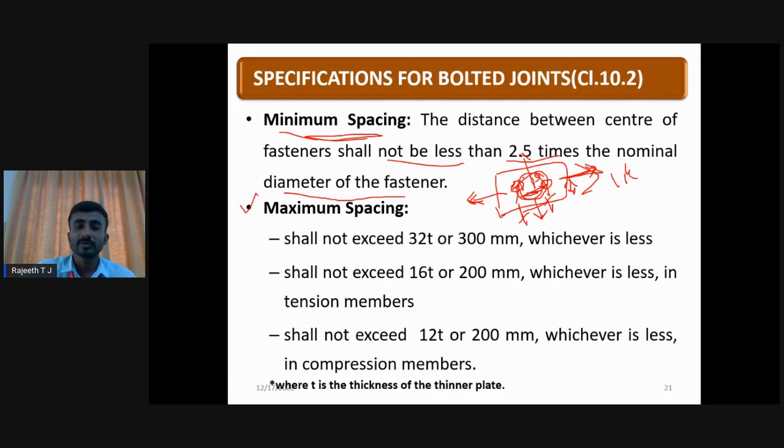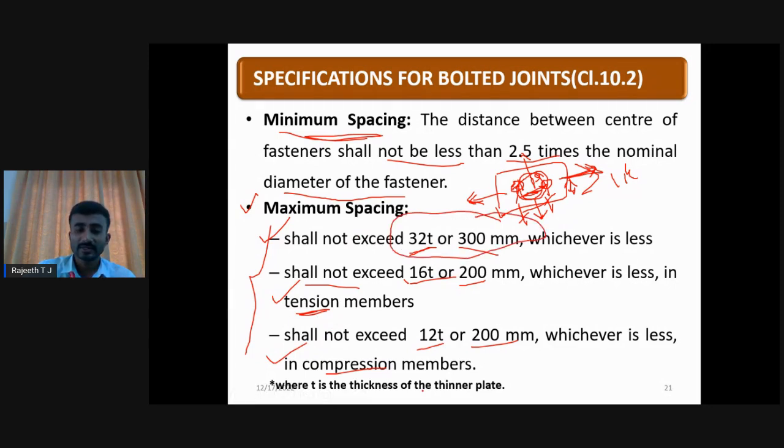Then what will be the maximum spacing, how much can we give here? This maximum spacing depends on different criteria. The value should not exceed 32 times the thickness of the thinner plate or 300 mm, whichever is less. It should not exceed 16 times T or 200 mm, whichever is less, for a tension member, and shall not exceed 12 times T or 200 mm, whichever is less, for a compression member. So this maximum spacing depends on whether you are using the connection for a compression member, a tension member, or another type of connection.